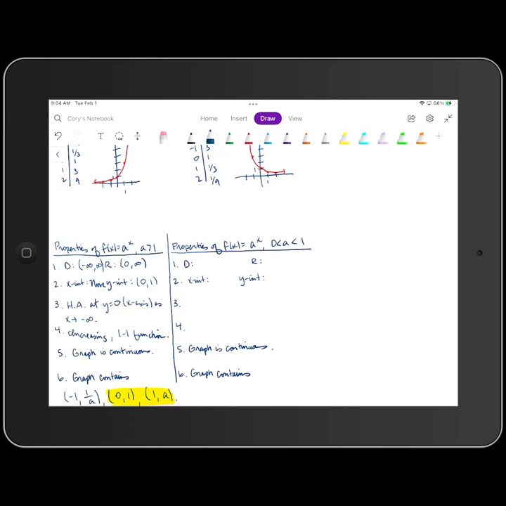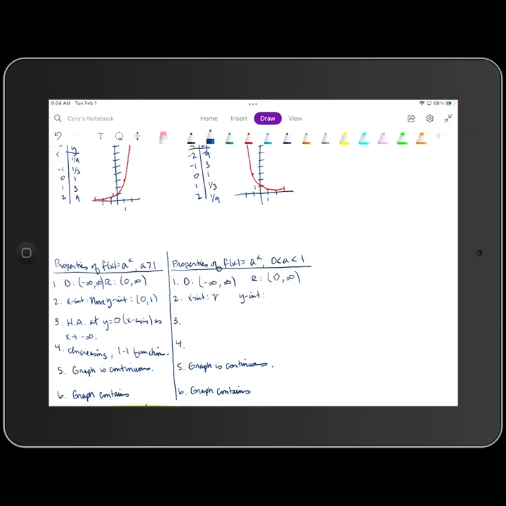Okay, so working through this, again, the domain is all reals. So I'm going to write that in interval notation as the open interval from -infinity to infinity. The range, once again, is y is greater than 0. So that's the open interval from 0 to infinity. There are no x-intercepts, so this is none. Y-intercept still occurs at the point 0, 1. There is still a horizontal asymptote at y is equal to 0, which is the x-axis.